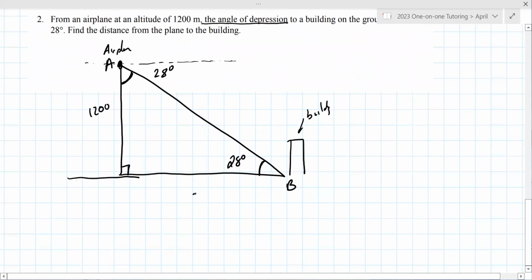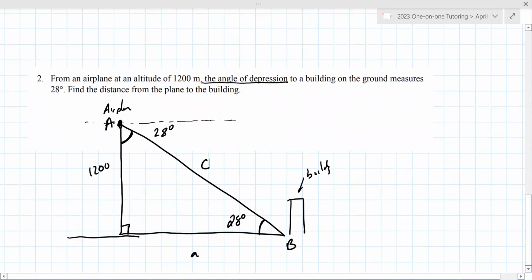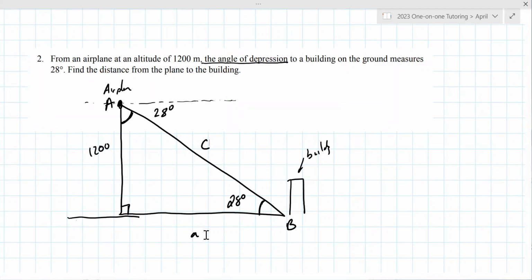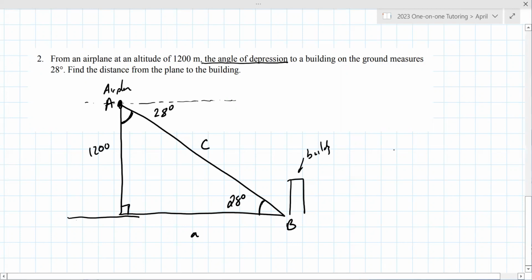Now, does it want you to find A or C in this problem? A. Okay. So relative to angle B, this 28 degrees, you have the one across from it and the one adjacent to it. Which trig function are you going to use? Um, it would be cosine. Okay, so cosine of 28 degrees is the adjacent over the hypotenuse.